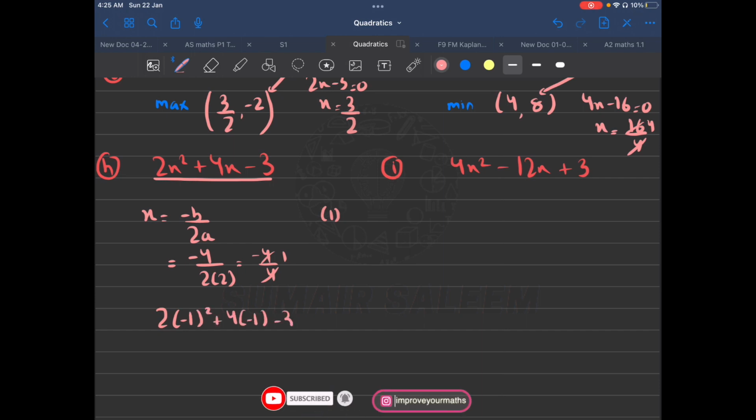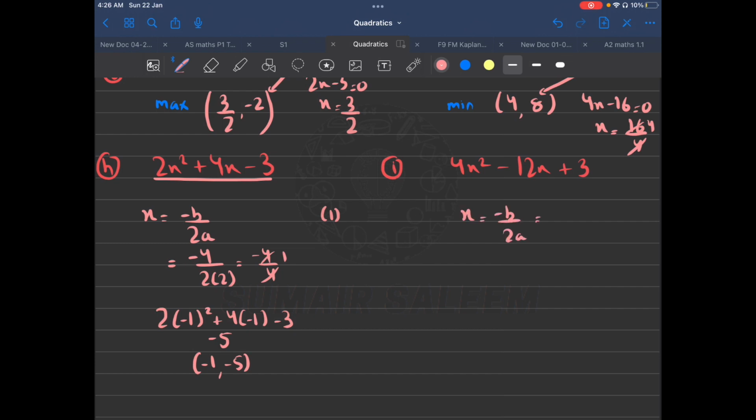Once I get x as negative 1, plug it into the equation. So guys, my answer will be 2 minus 4, that's minus 2, minus 3, minus 5. So what's my turning point? Minus 1, minus 5. Do you get this? Here, it's going to be minus b upon 2a. That's going to be minus minus 12 upon 2 into 4. That makes 12 upon 8. Got this? So it's going to be 3 upon 2.